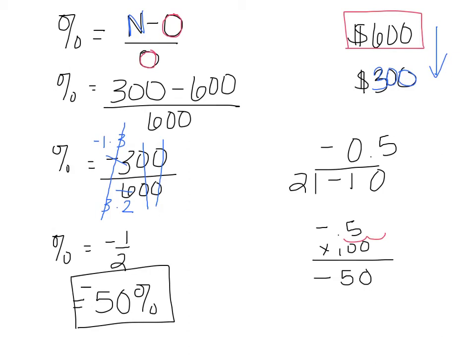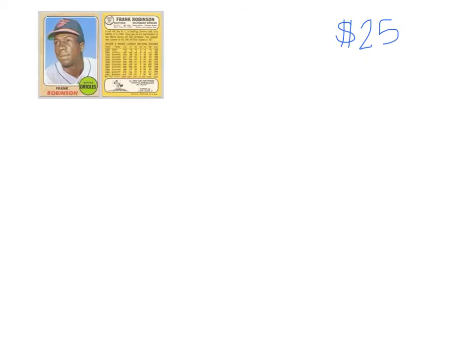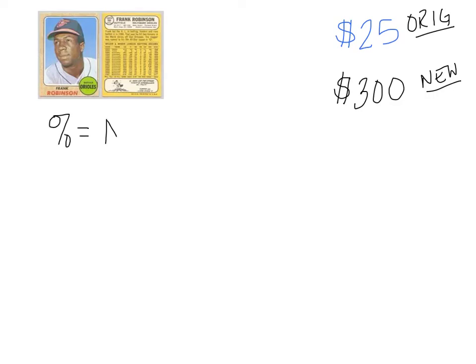Let's pretend that I bought something for $25, like a baseball card. So I bought this baseball card for $25 and I went on to eBay to sell it and I find out that it's worth $300. So my original amount that I paid for it is the $25 and the new amount that it's worth is $300. So let's figure out what the percent of change is.